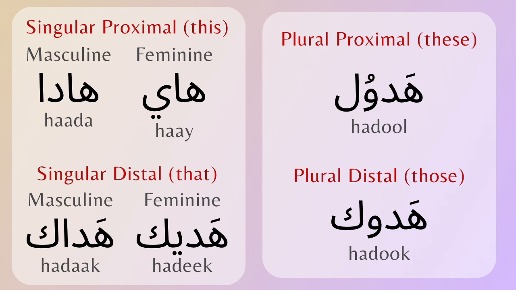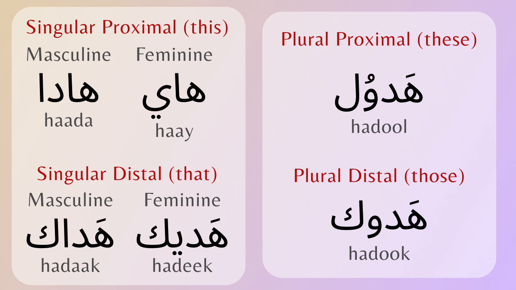Now moving on to the singular distal, which is used to point out an item that is far away. The English equivalent is that. In Arabic, again, there are two forms, the masculine and the feminine. The masculine form is hadak. The feminine form is hadik.